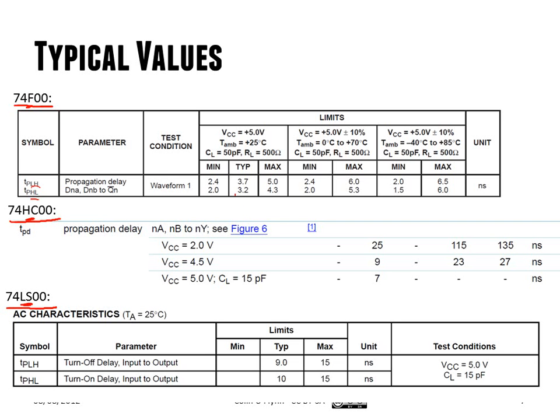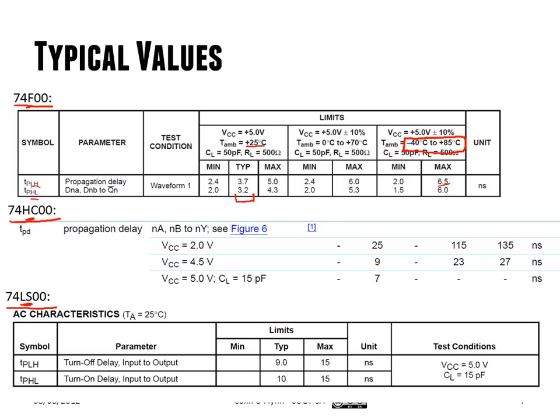Typically, it's around 3 to 4 nanoseconds. One thing to notice as well is that it also does vary over temperature. So this is at 25 degrees Celsius. In the range of minus 40 to 85 Celsius, it could go as high as maybe 6.5 nanoseconds. So it's not a stable characteristic that you can say with perfect accuracy, it's always 3.7 nanoseconds, and I can design for that.